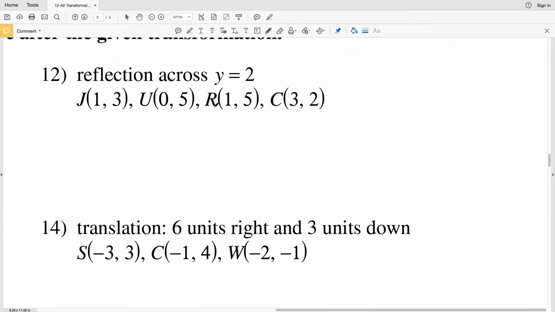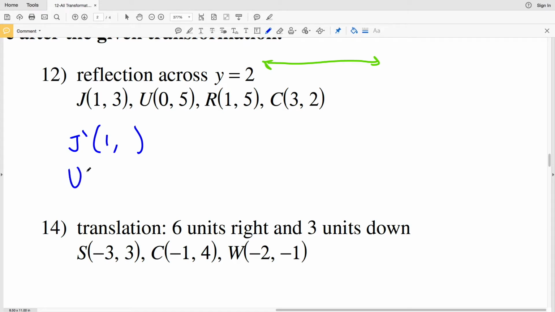In number 12, we're reflecting across the y equals 2 line. So because that is a horizontal line, we're reflecting the points vertically. So the x direction does not change, just my y values will change since we're flipping the figure in the y direction. So let's write J prime, 1, comma, and then we'll leave that blank because we know we're not changing any of the x coordinates. So we can go ahead and write them in.